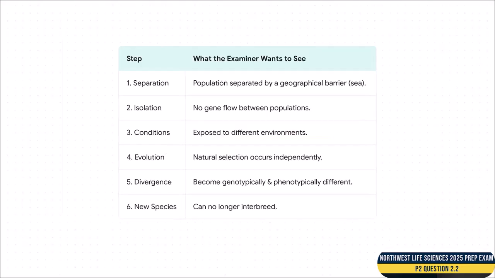So let's put this all together. Think of this table as your perfect roadmap to getting 6 out of 6. You just tell the story step by step, and as you do, you make sure you hit these key marking points. You talk about the separation by the sea, then the lack of gene flow, the different conditions, which leads to independent natural selection, causing them to diverge until finally they can't interbreed. It's a perfect, logical story that ticks every single box.